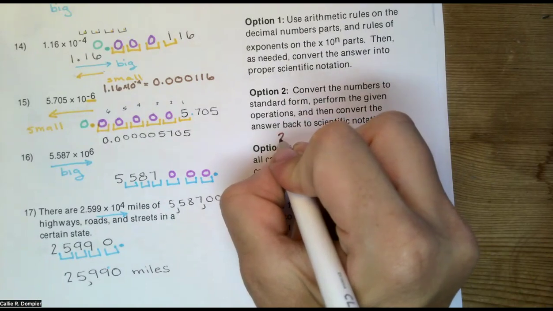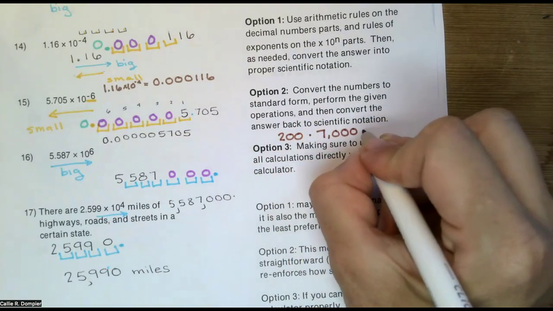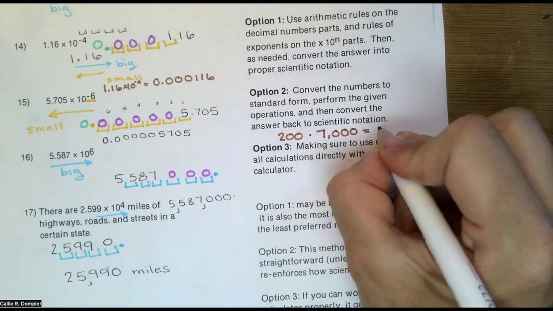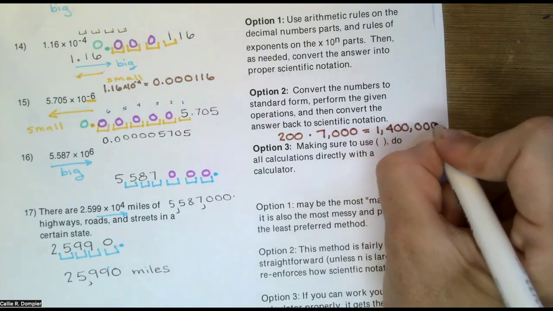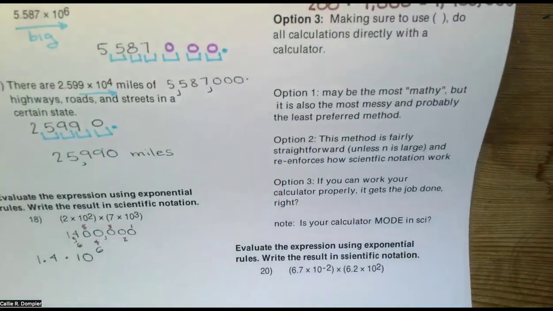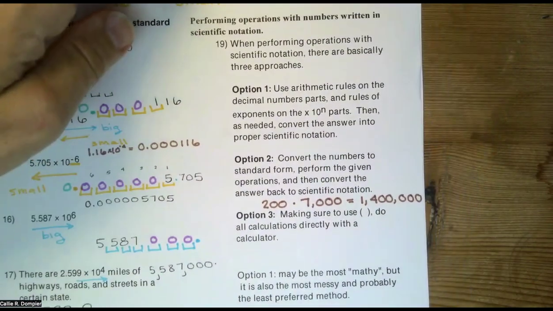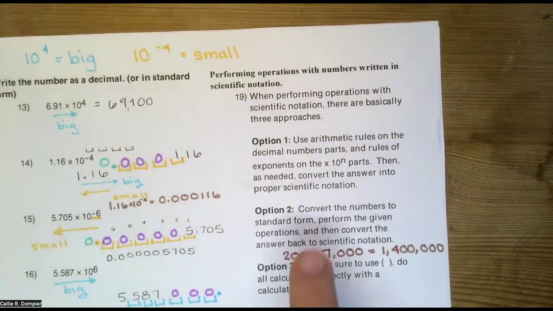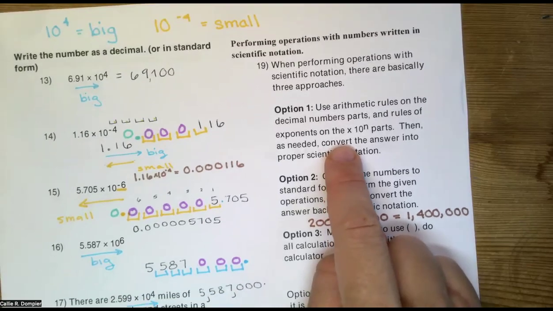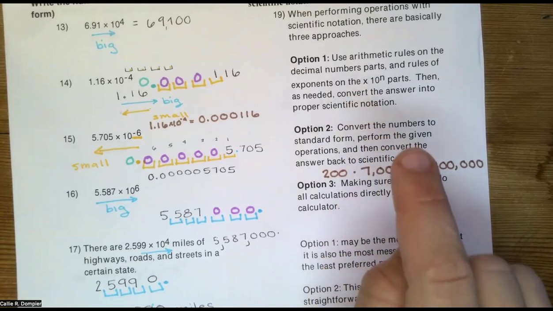So that was 200 times 7,000 is 1,400,000. And then we put it back into scientific notation down there, which is 1.4 times 10 to the 6th. Or do all calculations directly with a calculator. We did that, right? Option 1, use arithmetic rules on the decimal parts and rules of exponents on the 10 parts, right?